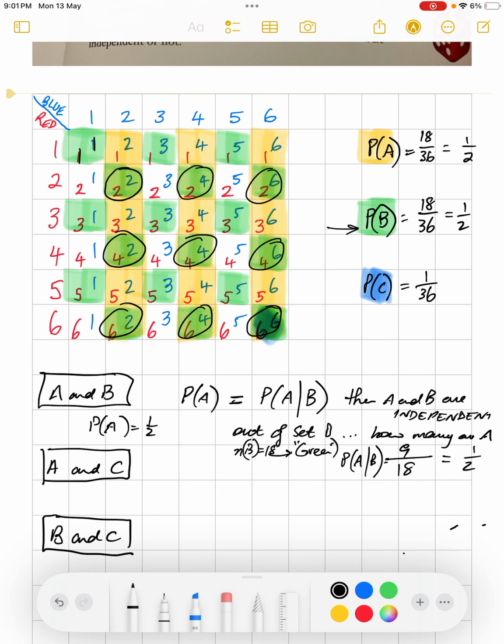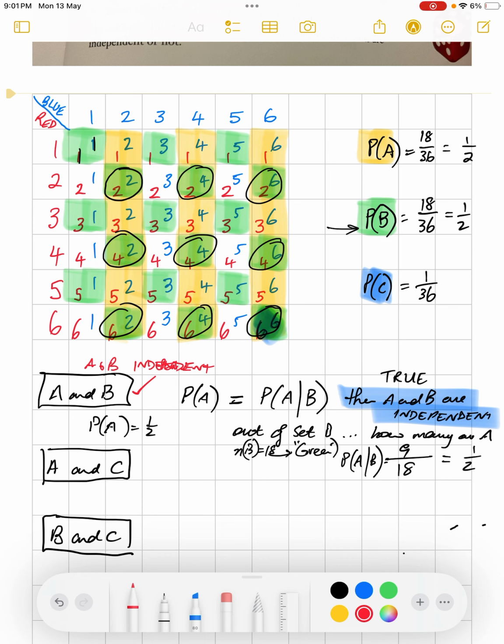So yes, A and B are independent. That's true. All right, so we've established that A and B are independent.